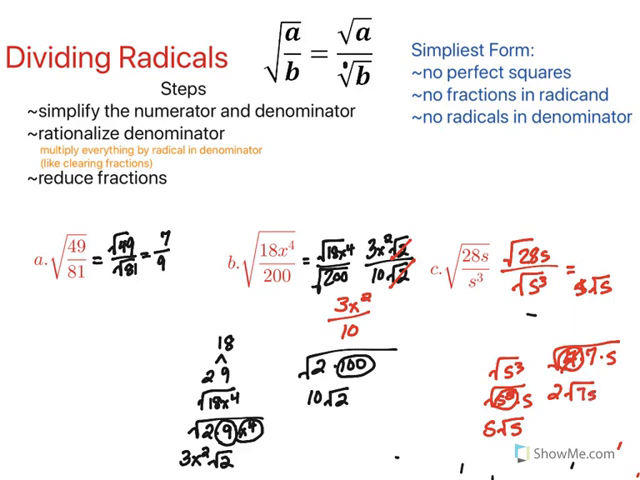Now, this one's a little bit different because we have the square root of s and 7s are not the same. So on this one, I'm going to have to multiply everything by the radical that's in the denominator. So I'm going to multiply everything by the square root of s. In order to clear out the radical in the denominator, we multiply by that radical in both the numerator and the denominator. So if I multiply by the square root of s in the top and in the bottom, let me give myself some space here.